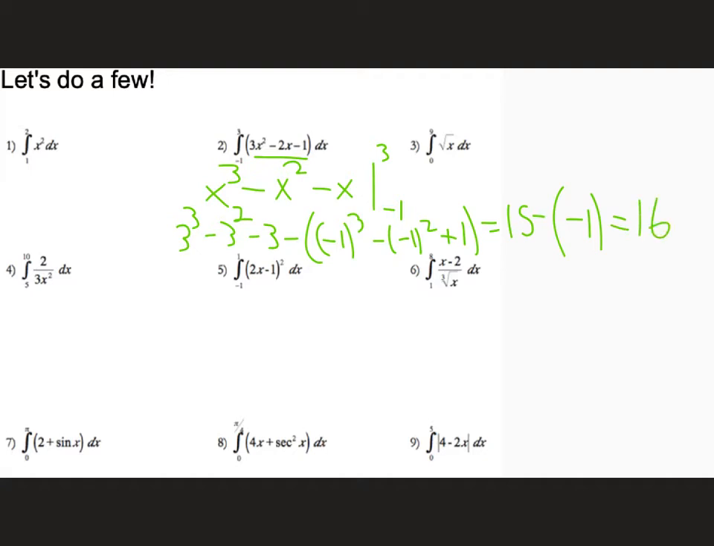For number 5, I'll give you a hint. Just multiply that out, and then you'll be able to do it. Number 6, let's go ahead and do number 6.